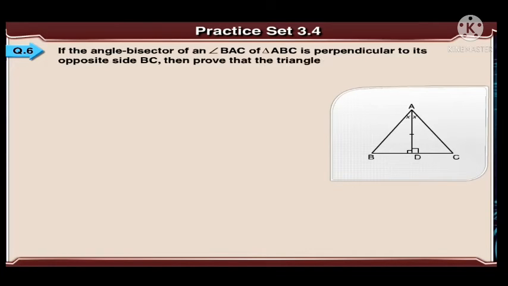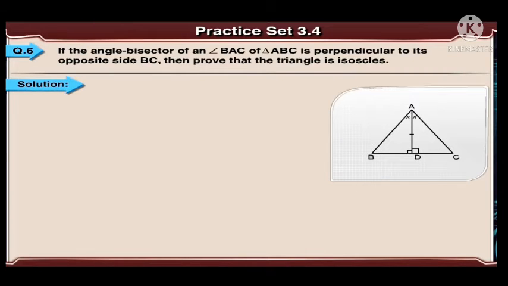Now, question number 6. In triangle ABC, the angle bisector of angle BAC is perpendicular to its opposite side BC. Then prove that the triangle is isosceles. Solution.